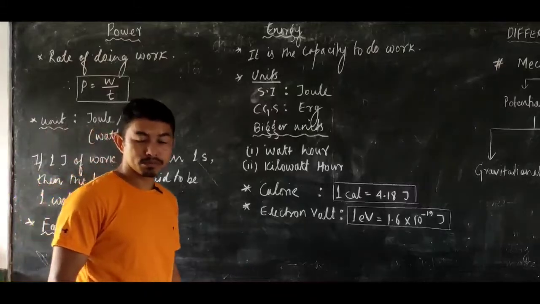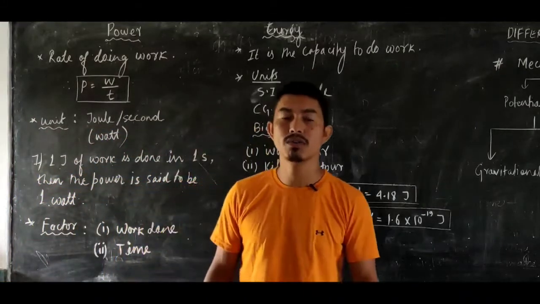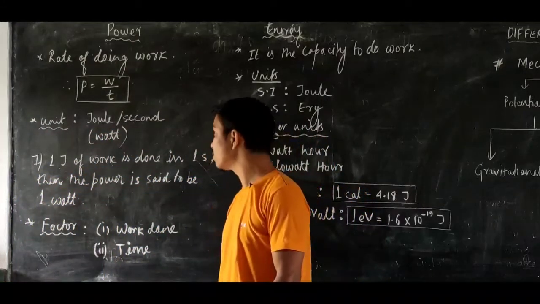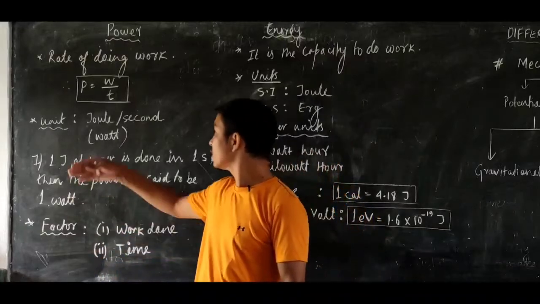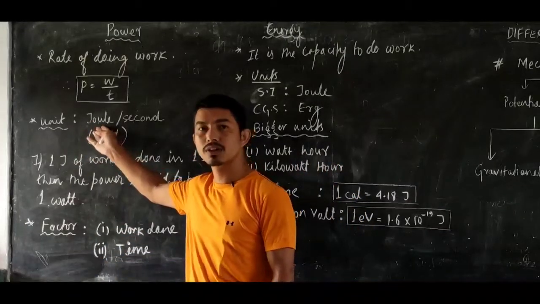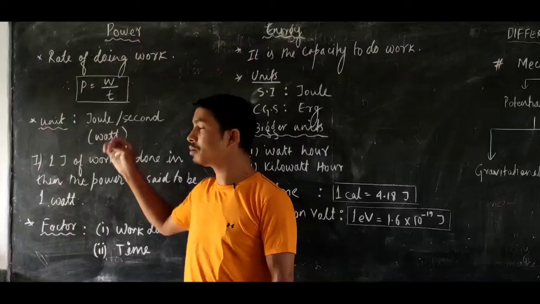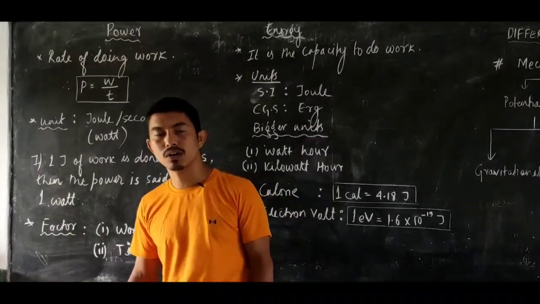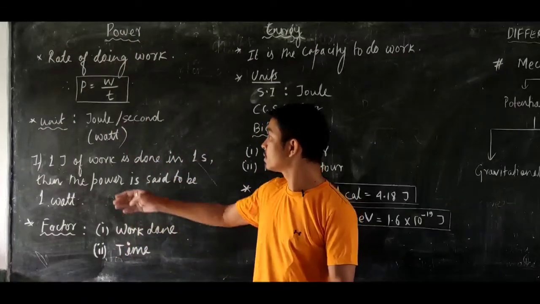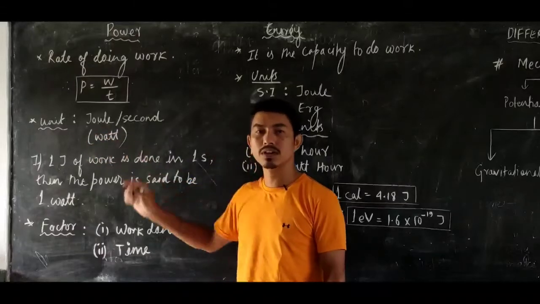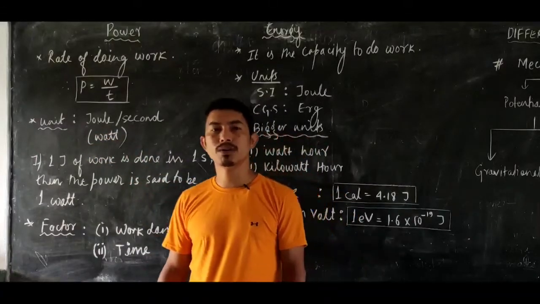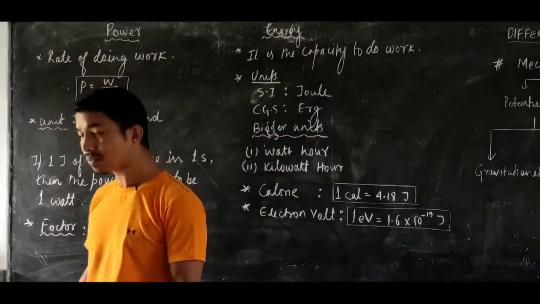Now, if somebody says, I possess a power of 1 watt, what does that mean? It means that if 1 joule of work is done in 1 second, then the power is said to be 1 watt. Once again, it's very simple. If 1 joule of work is done in 1 second, then the power is said to be 1 watt.